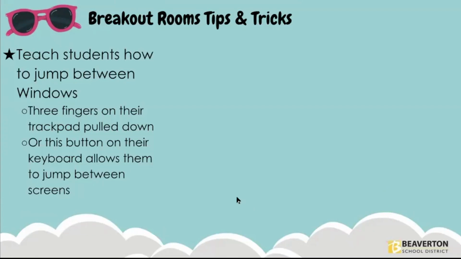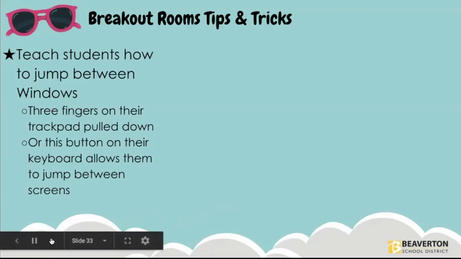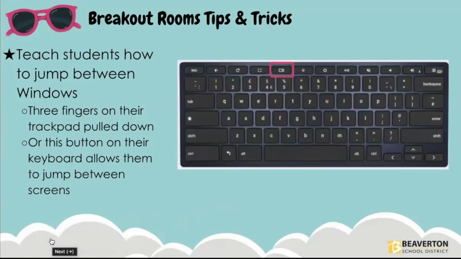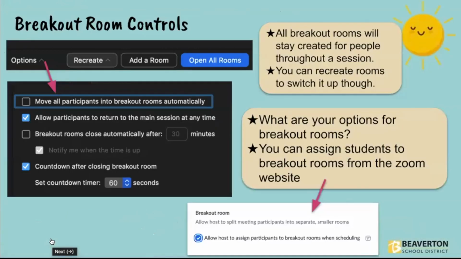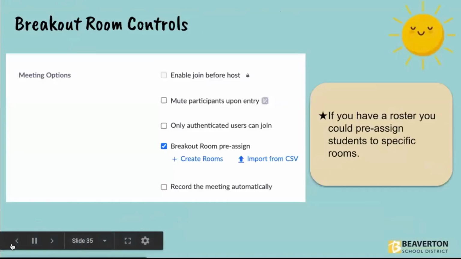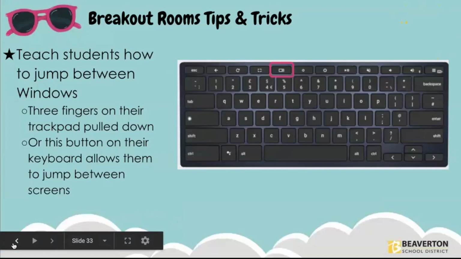I mentioned this yesterday, so I wanted to make sure that I mentioned it again. We actively need to teach the kids how to jump between windows. Their Chromebook screen is actually really tiny, and so they need to get better at moving in between the different tabs.